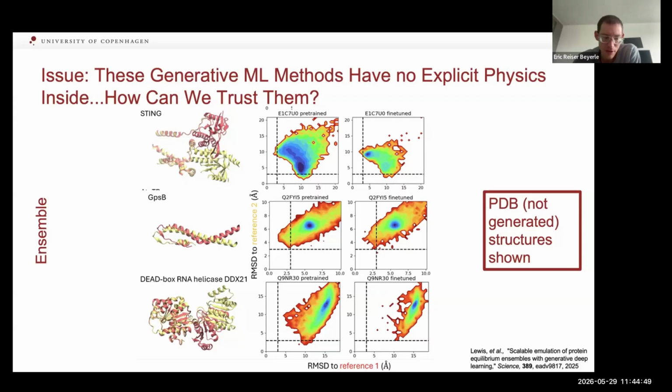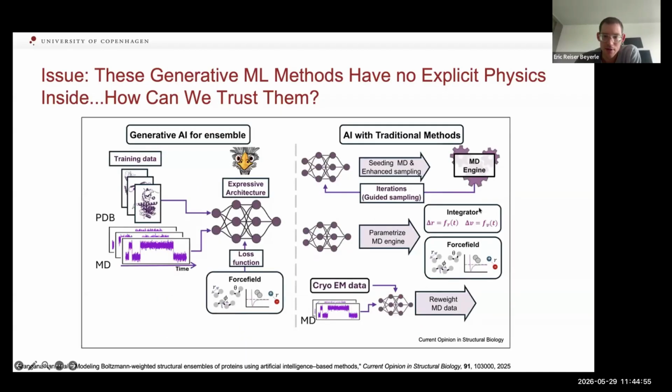So the point of what I'm going to talk about here, from a review paper from last year, is that we need to add more explicit physics to these models to make the outputs more trustworthy. And I think this is something that's general in the ML community at this point, especially in biology and chemistry and physics.